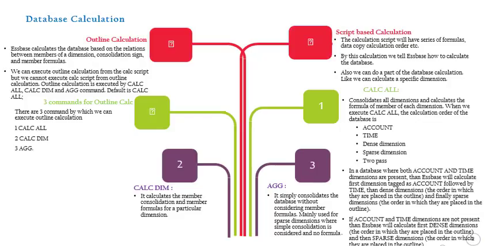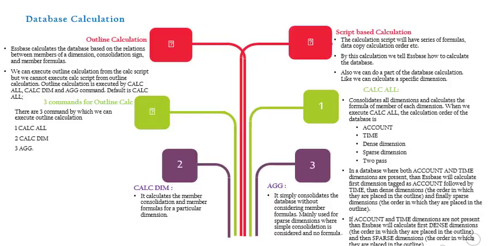However, both sparse and dense dimensions will be calculated in the order in which they are placed in the outline. If account and time dimensions are not present, then Essbase will calculate first the dense dimensions, in the order in which they are placed in the outline, and then sparse dimensions, in the order in which they are placed in the outline.